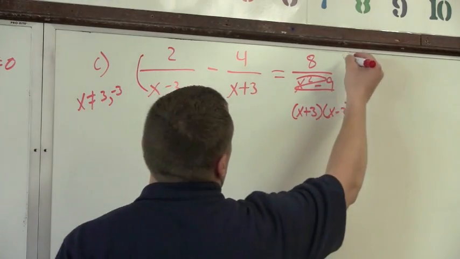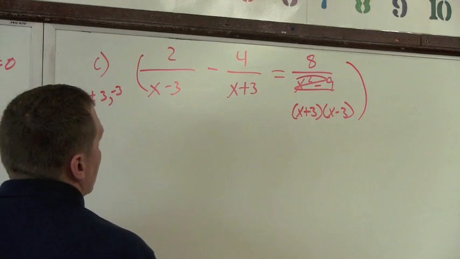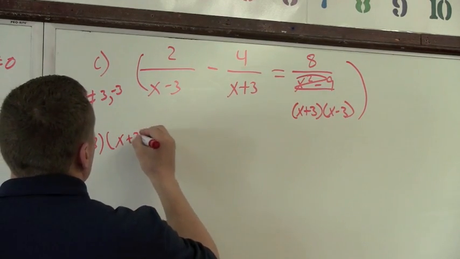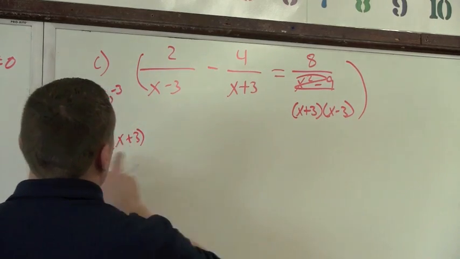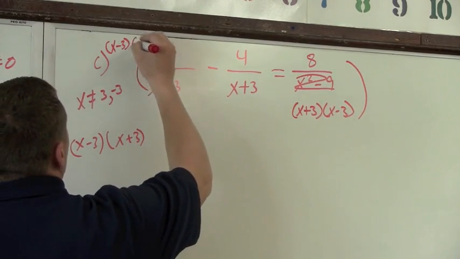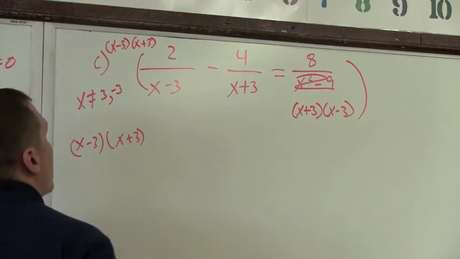My common denominator for this whole thing is x minus 3, x plus 3, and that has both, so it's going to be that right there. So x minus 3 times x plus 3. That's my common denominator.